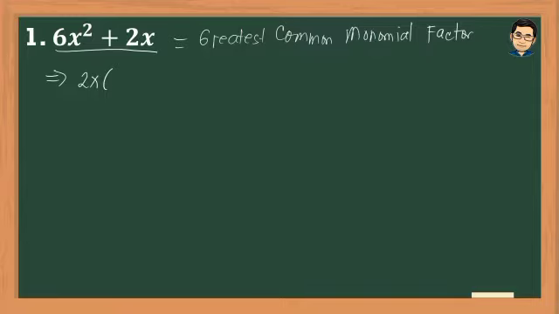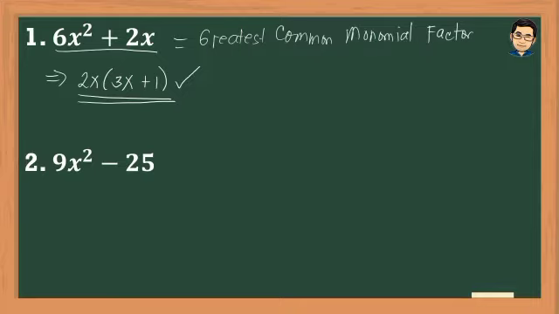So, 6 divided by 2, that is 3. And then, x squared over x using quotient rule sa laws of exponents. So, isusubtract natin yung mga exponent. 2 minus 1, so that is 1. So, 3x lang po. And then, 2x divided by 2x, that is obviously 1. So, the factored form of 6x squared plus 2x is 2x times 3x plus 1.